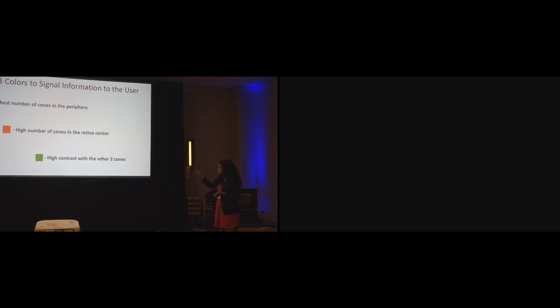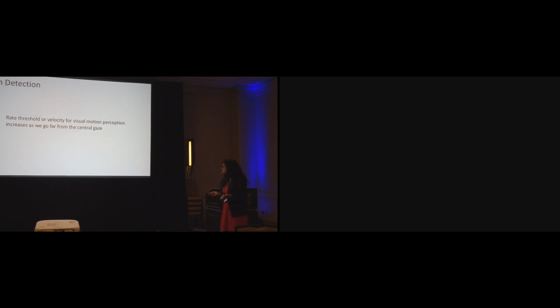And so we have tried to use these three simple colors to signal information to the users. Blue, because it's the highest number of cones in the periphery; red, because it's the highest number of cones in the retina center; as well as green, because it's high contrast with the other two cones. And we have tried to use motion detection by the peripheral vision using simple shapes.